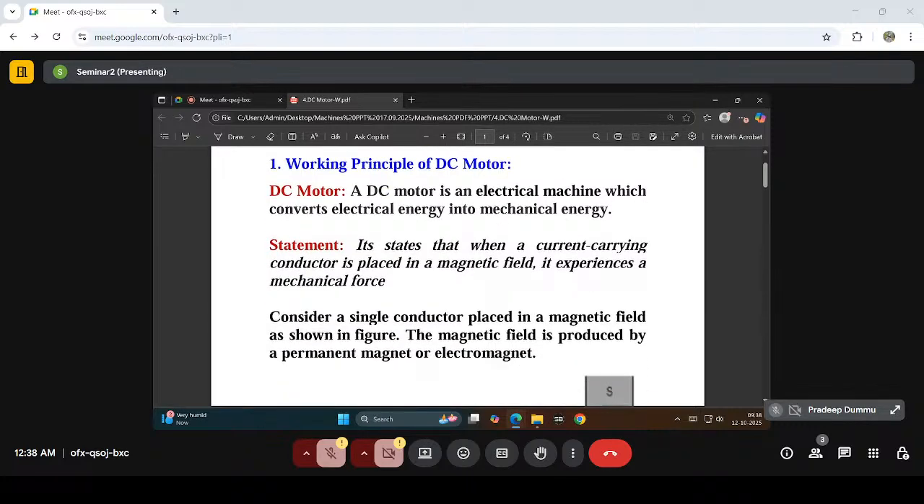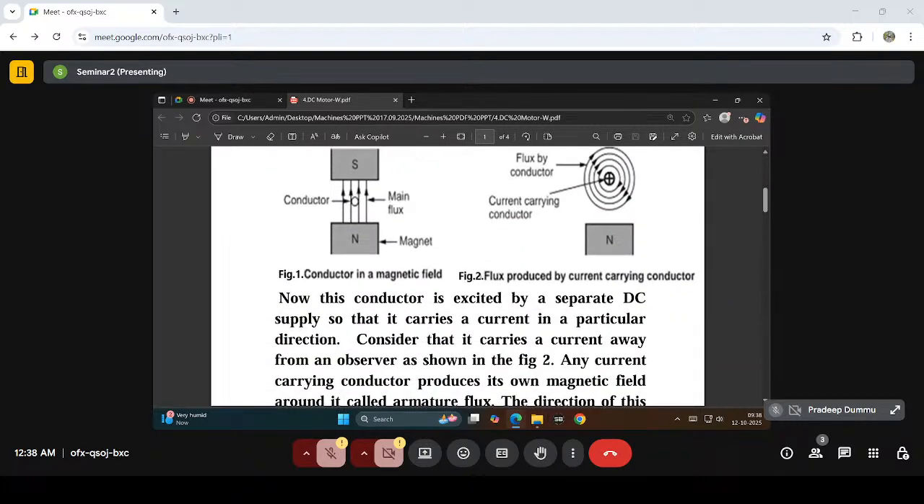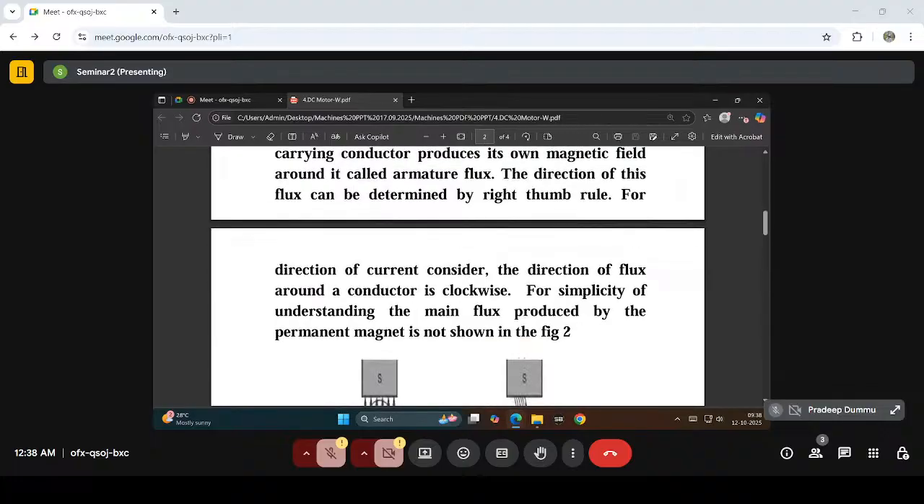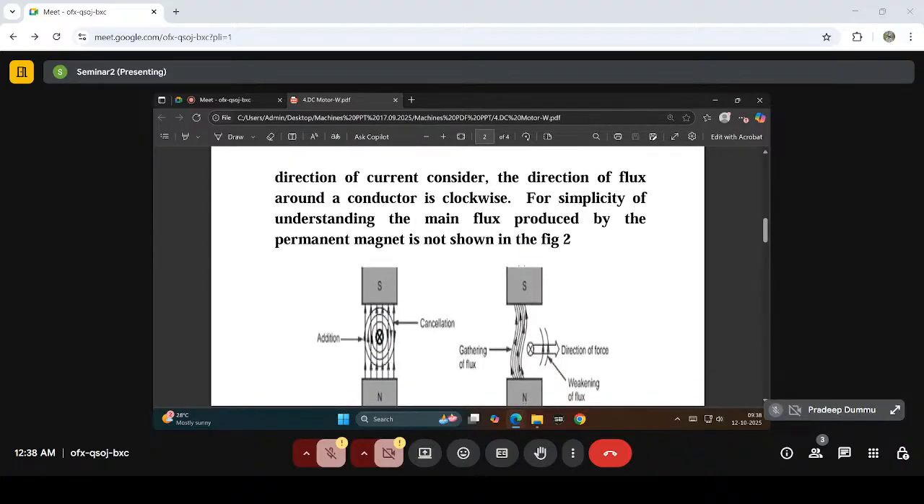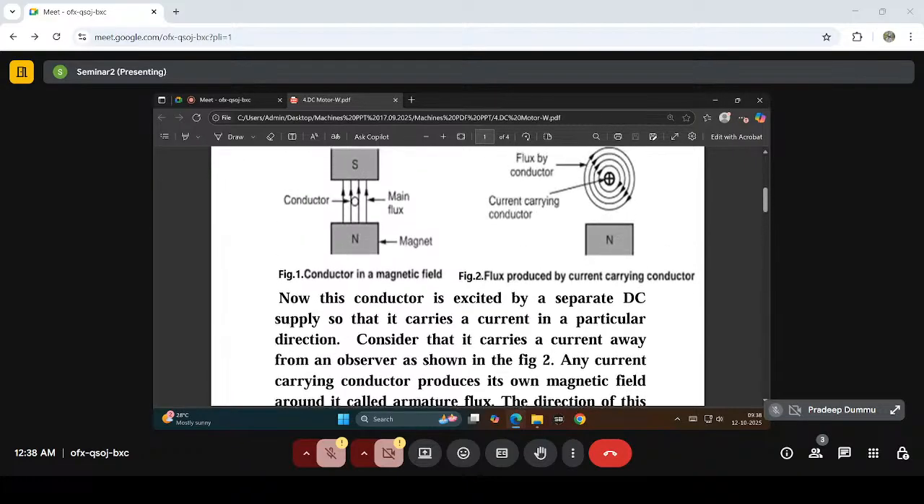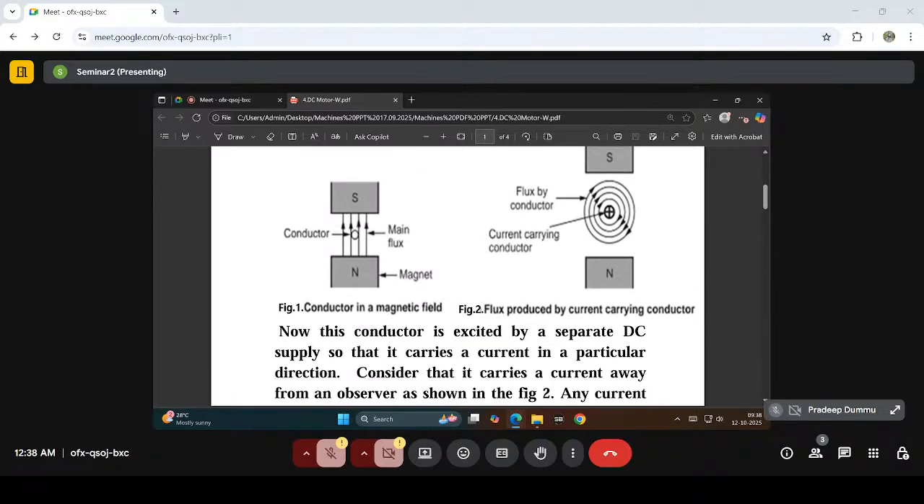Now with the help of 4 diagrams, first diagram, second diagram, third diagram, fourth diagram. Finally, see this one, this is where the conductor rotates. These 4 diagrams will explain the working principle. We will justify 2 things, the definition and the statement.